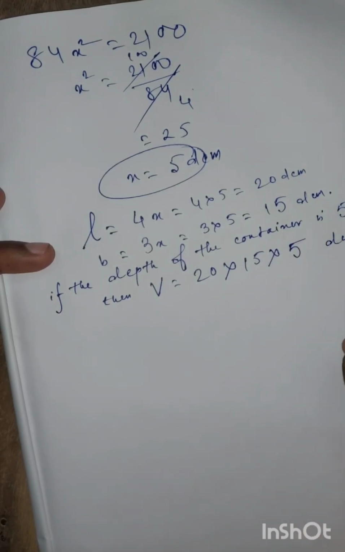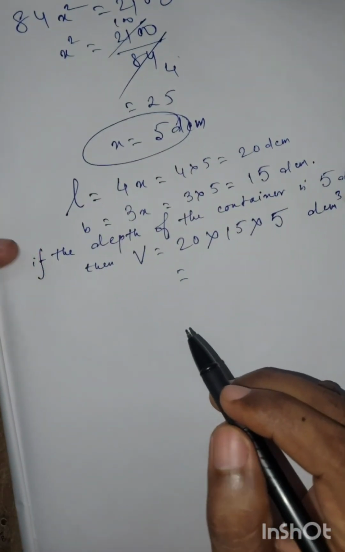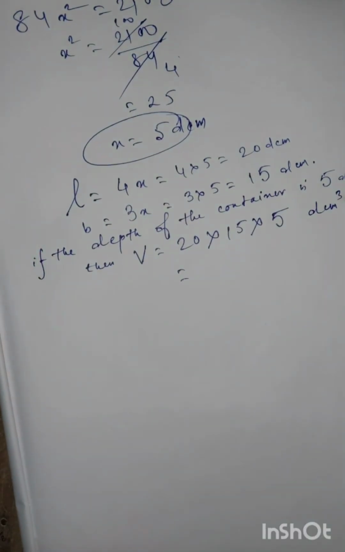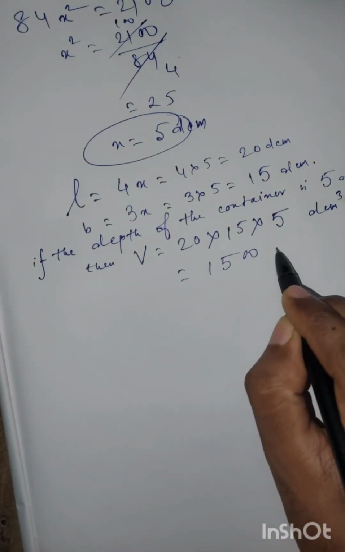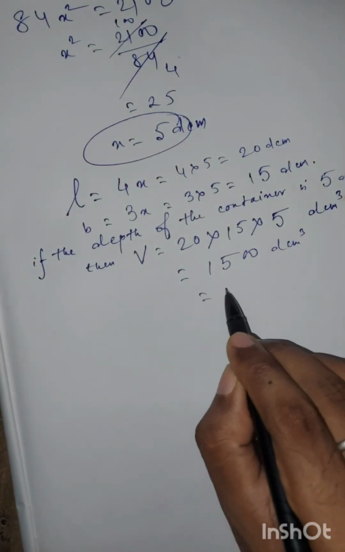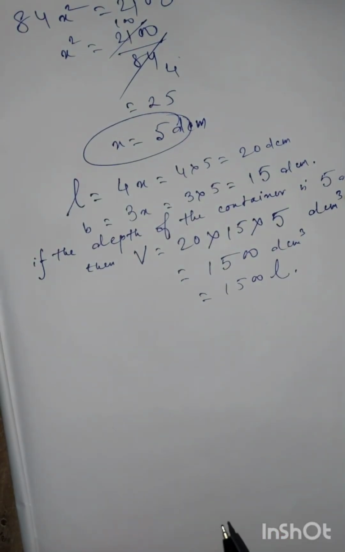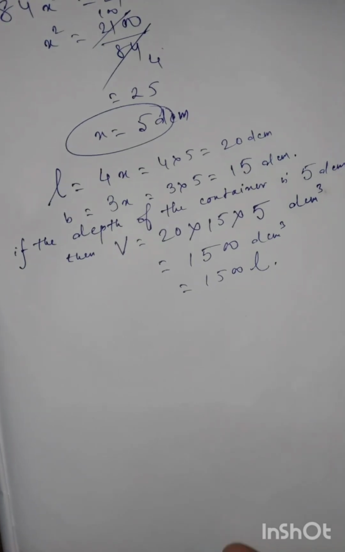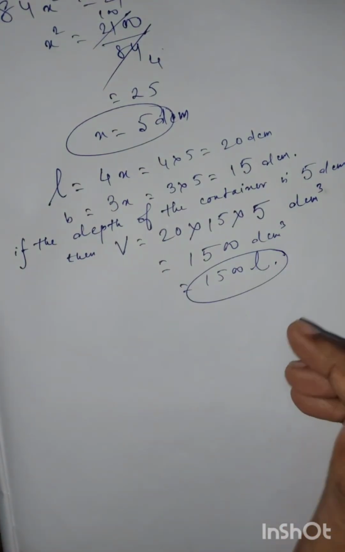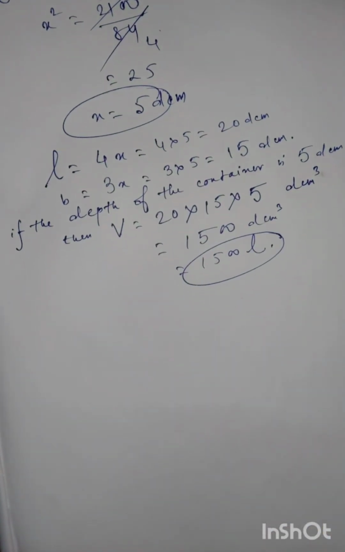So this is dcm cube, so this is 1500 liter. So we can see that if the depth is 5 decimeter, then we can accommodate maximum 1500 liter inside the container. So 1620 liter cannot be placed inside that container.